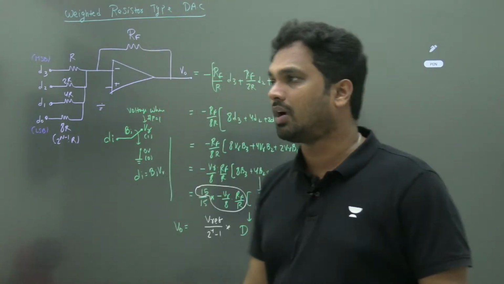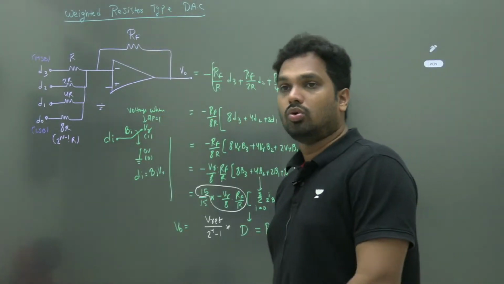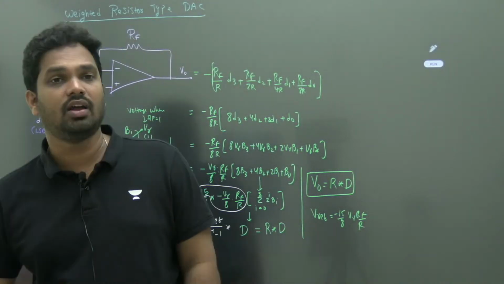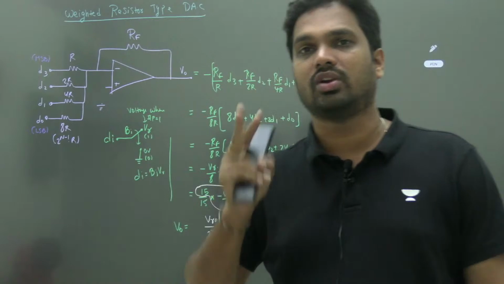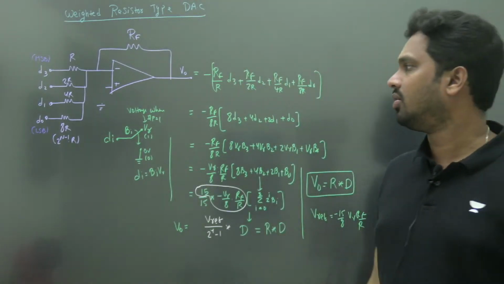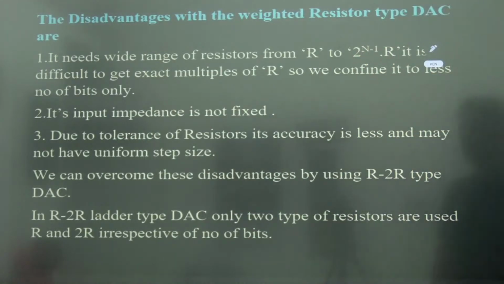Because of all these factors, we move to the R-2R type of DAC, where we don't use so many different types of resistors. We use only two types of resistors, R and 2R. So I've given all these possible points.